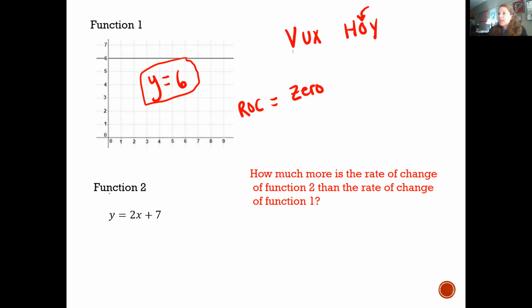What is the rate of change of function 2? It's the slope, which is 2. So the question is, how much more is the rate of change of function 2 than the rate of change of function 1? How much more means subtract. So the answer is 2. 2 is 2 more than 0.